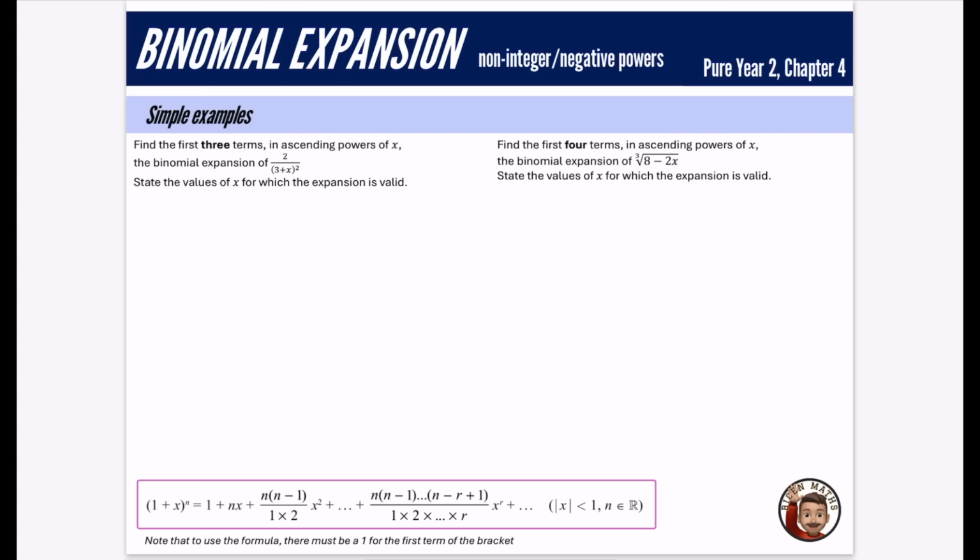Okay, so we're going to do another chapter summary. This one is from Pure Year 2, Chapter 4. It's binomial expansion, but it's the Year 2 kind of stuff where the powers are no longer integers. They could be non-integer or they could be actually negative integers as well. I think Year 1, it's just positive integers that we have.